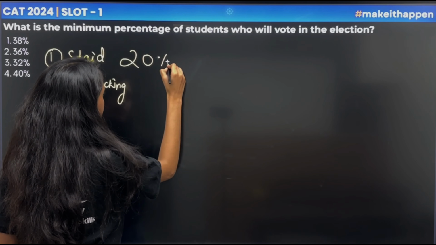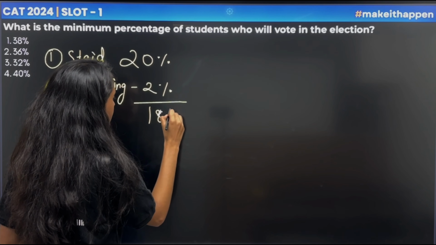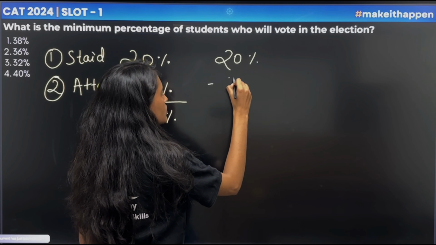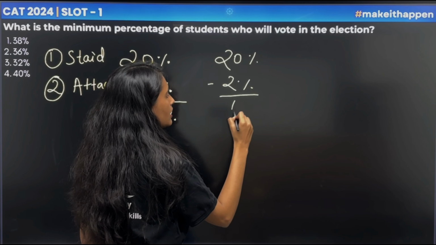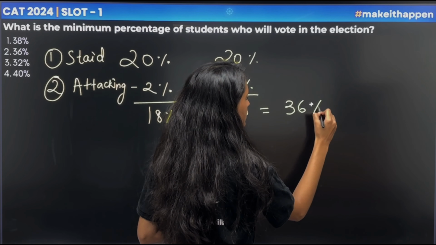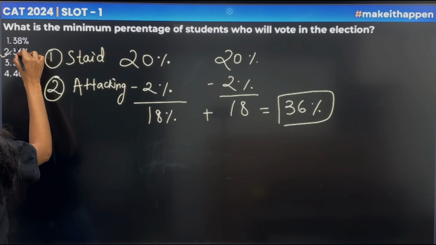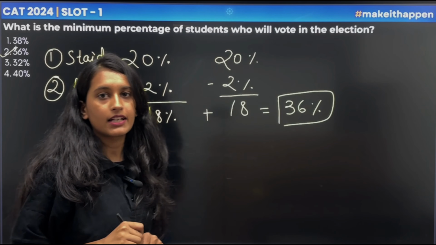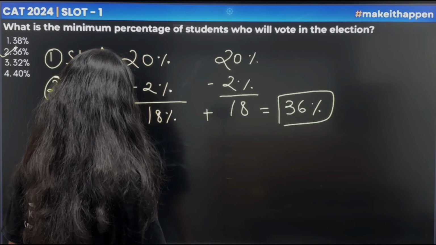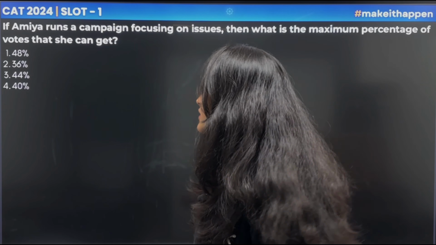So 20% minus 2%, that is 18% for Amya. Same 20% minus 2%, that is 18% for Ramya. That will be 36%. I hope that's clear to you. So the answer is 36%. This was similar to the question number 1. Now let's see what the question number 3 says.